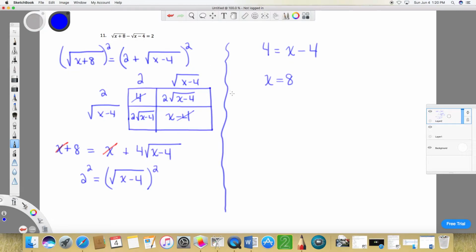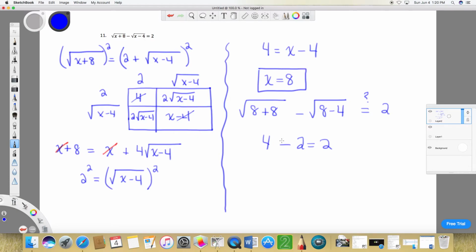So on the left-hand side, I have the square root of x plus 8, which means I have the square root of 8 plus 8 minus the square root of, replace this x with 8, and I have 8 minus 4. And the big question is, will that arithmetic result in 2? Well, 8 plus 8 is 16, and the principal square root of 16 is 4. And 8 minus 4 is 4, and the principal square root of 4 is 2. And 4 minus 2 does equal 2. So yes, this is in my solution set, and that's my final answer for this problem number 11.